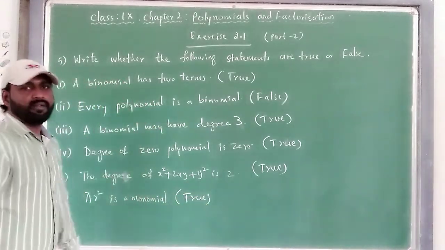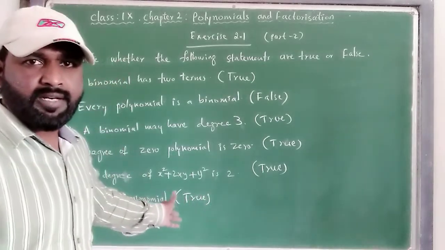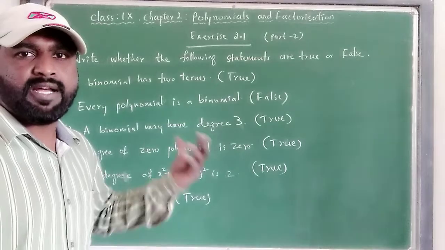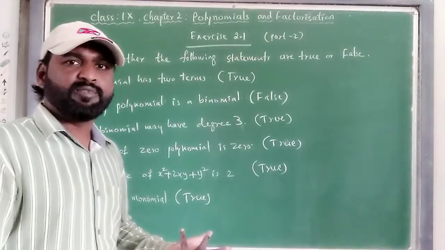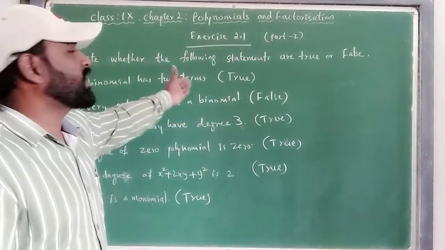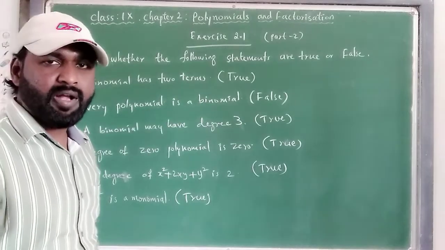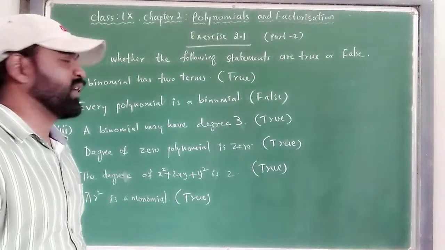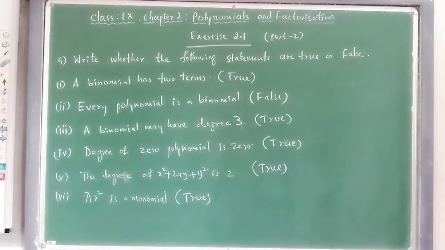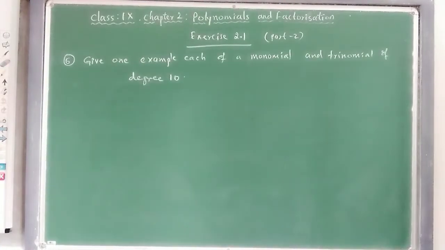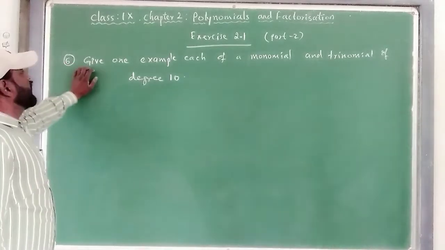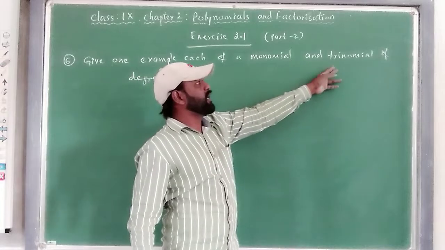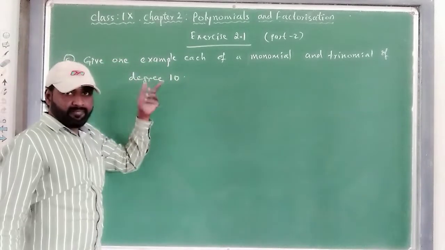Hope you all understood how we decided these are true statements or false statements. Based on the number of terms and based on the degree, we know the classification of the polynomial, so that we can decide the statements which are true or false. So let us move on to the last question of this exercise 2.1. Question number 6. Give one example each of a monomial and trinomial of degree 10.